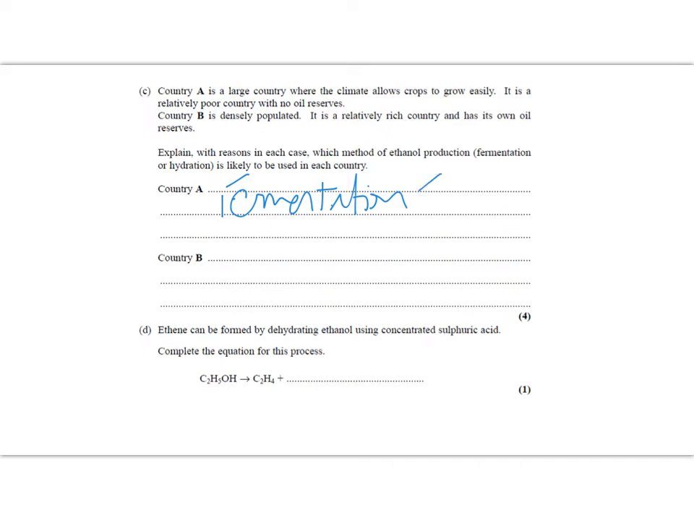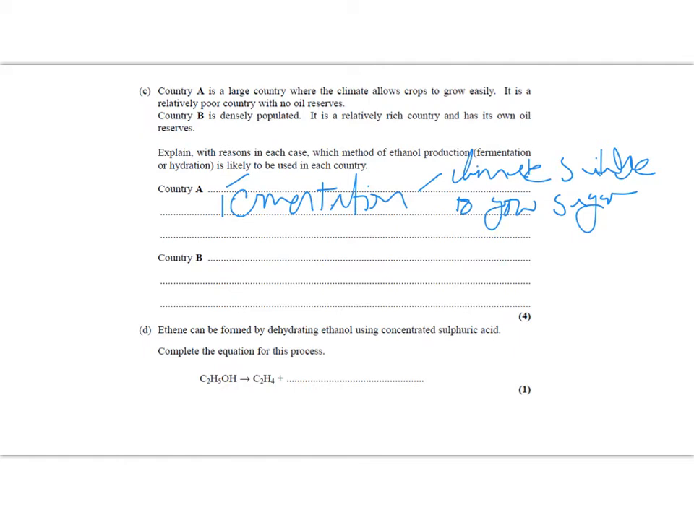I would certainly be talking about here that it has the climate suitable to grow sugar. You might also want to add something about it's got a large amount of land available to grow sugar, or the fact that it's got no oil reserves, so it's not going to be able to easily get hold of any ethene, which is produced by cracking crude oil.